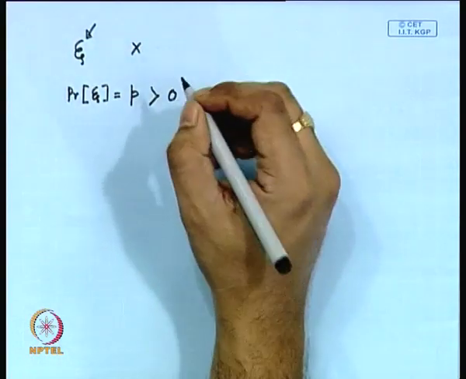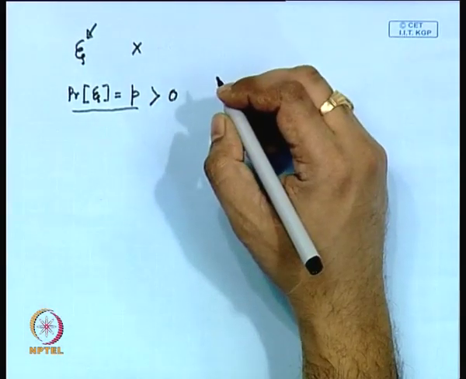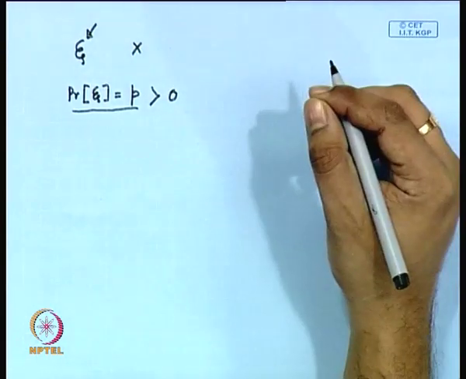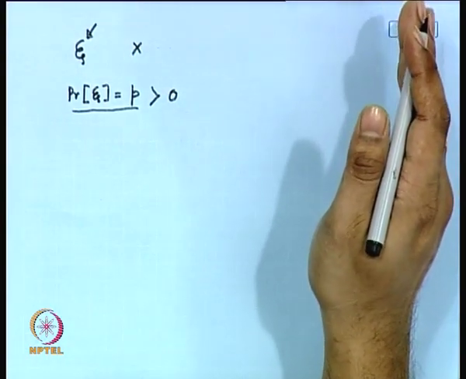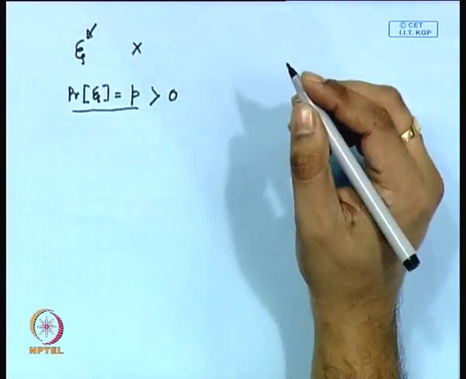And what we know is the probability of this event. We need to find out the number of times we would like to repeat this experiment until we first get the success. The success is defined as the event epsilon occurring. So how do we compute that?